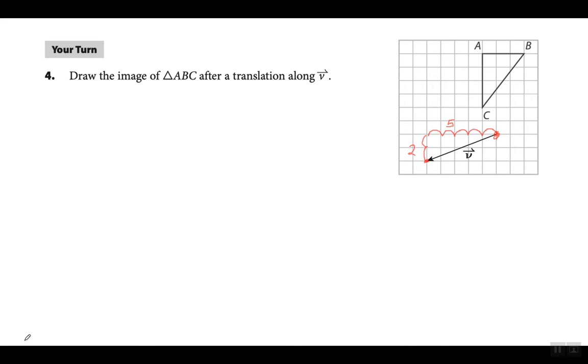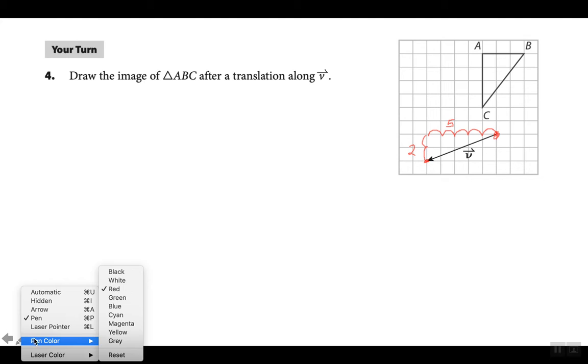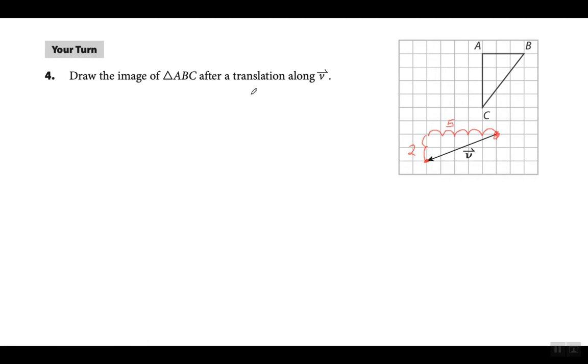Now I'm going to go ahead and move points A, B, C to get points A prime, B prime, C prime. For A, I'm going to go 1, 2, 3, 4, 5 to the left and 1, 2 down, and that's where I'm going to put A prime. B, 1, 2, 3, 4, 5 and 2 down. That's B prime. And C, 1, 2, 3, 4, 5 and 2 down, and there's going to be my C prime. Connect the dots. And that's it, there's my answer.